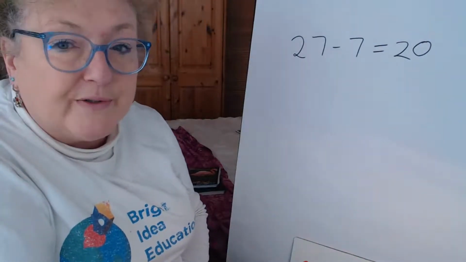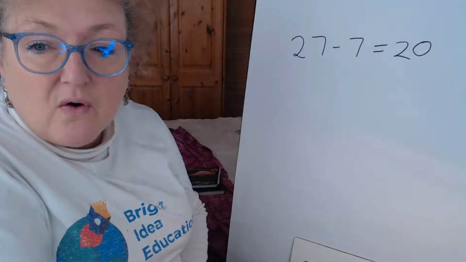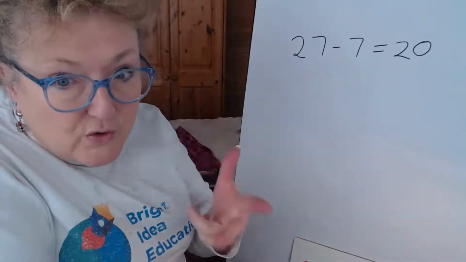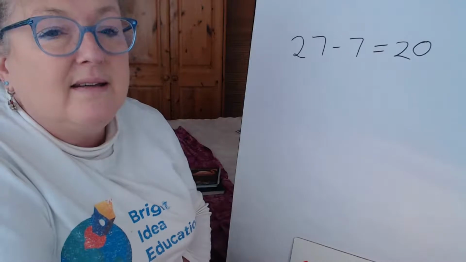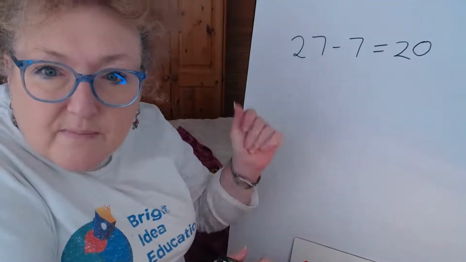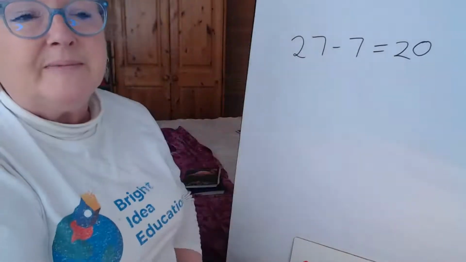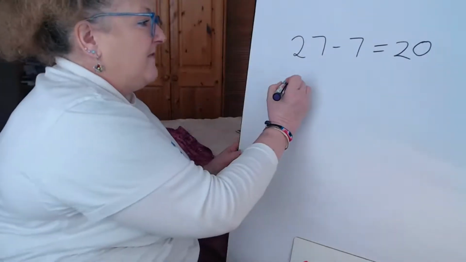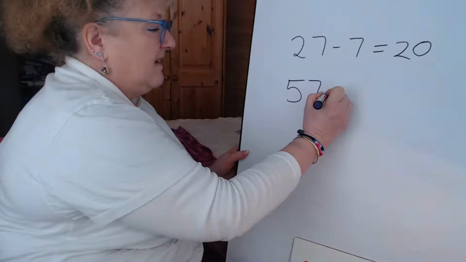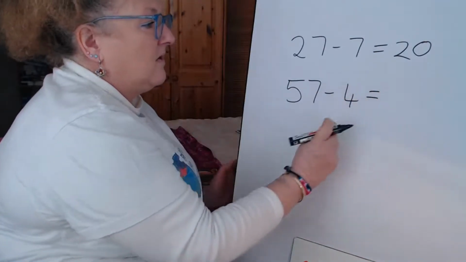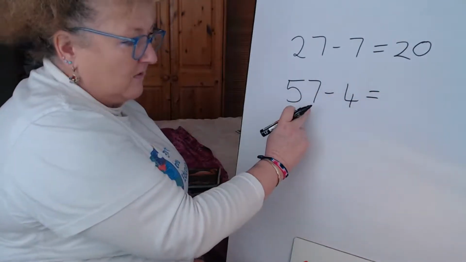Complete the equation. 57 take away 4 equals, using your number bonds up to 10. 7 take away 4. Easy peasy in your head. What is it? Okay, so we've got 57 take away 4 equals, well, I know 7 take away 4 is 3.